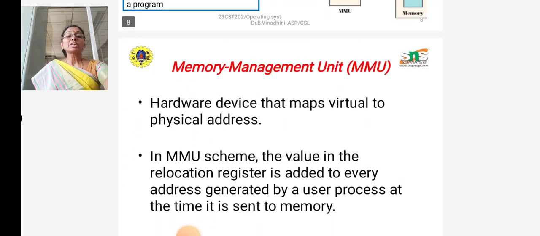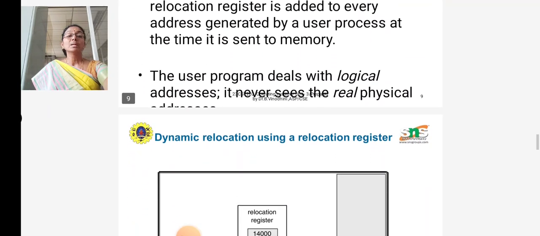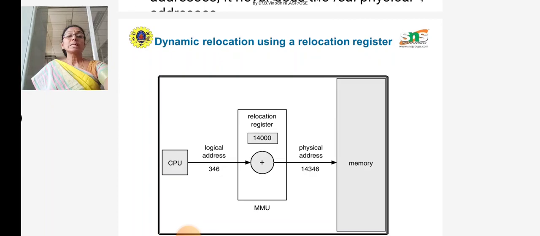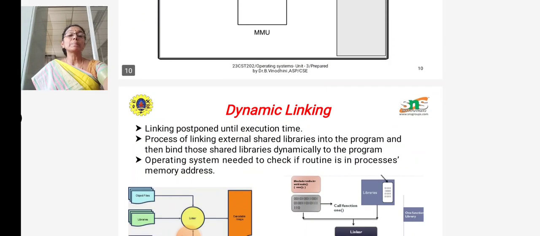What is a memory management unit? The memory management unit is a hardware device that maps virtual to physical memory. Here is dynamic relocation using the relocation register. The CPU generates the logical address. That logical address is added to the relocation register and produces the physical address. That physical address is stored in the physical memory.